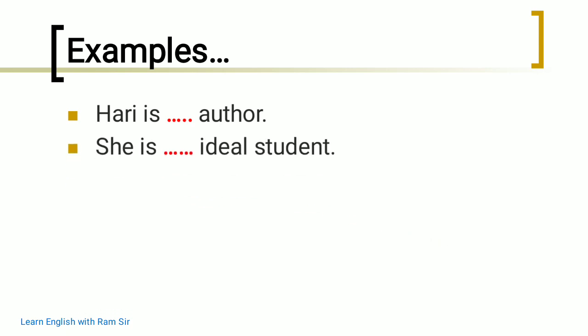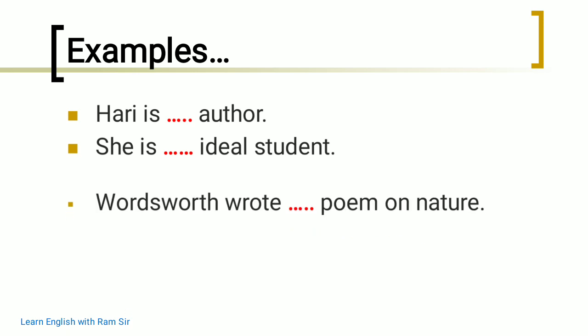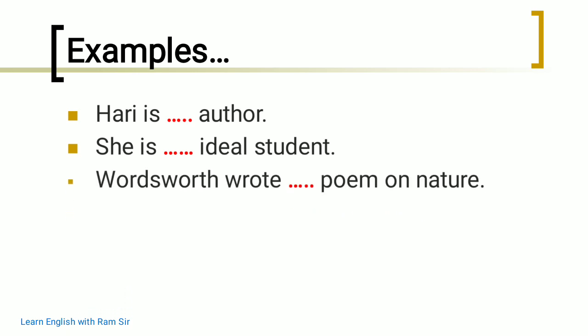Let's see the second example: she is dot dot ideal student. Once again we have the word ideal, and this word starts with an i sound, right? A vowel sound is there, and you have to put an before that. So she is an ideal student. The next example you have to guess. Let's see: Wordsworth wrote dot dot poem on nature. So the sound is p, poem.